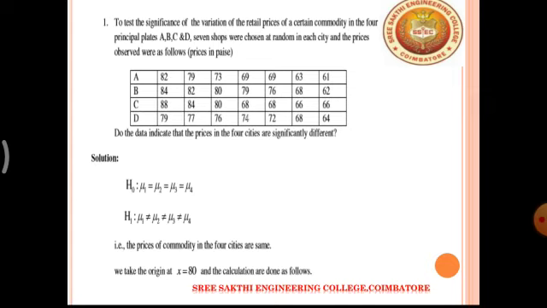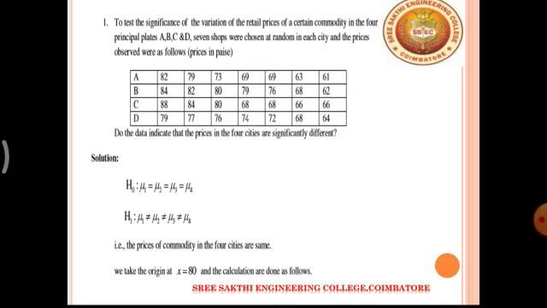As usual, our assumption, the null hypothesis, which is very important, is H0 such that mu1 equal to mu2. Alternative hypothesis H1, mu1 not equal to mu2. The prices of the commodity in the 4 cities are the same. That is our assumption.